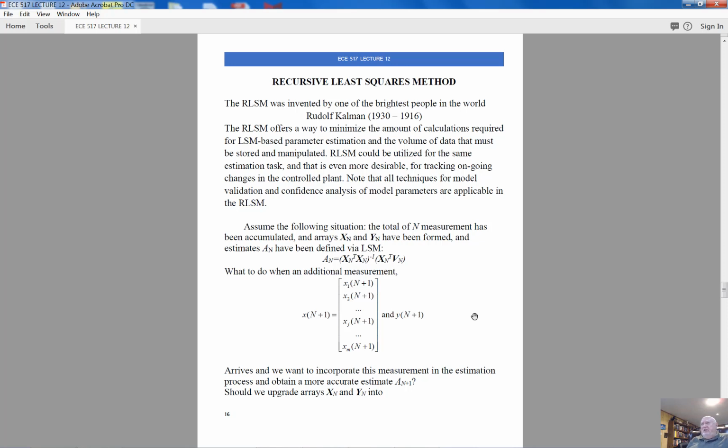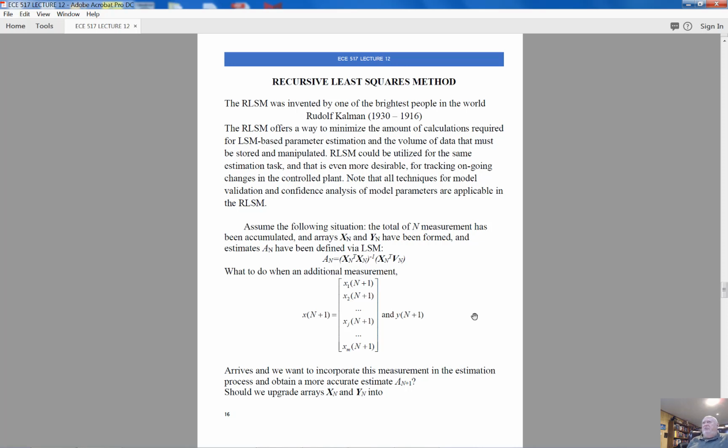The situation is this. Let's say we estimate parameters of a control plane. We accumulated a total of capital N observations, and we get the results. But you and I know that the more observations are taken, the better the result is expected to be. So then we're getting a new measurement. What to do now when the new measurement came?